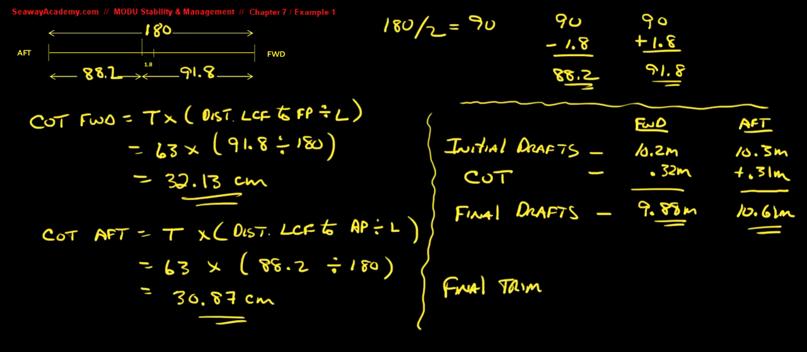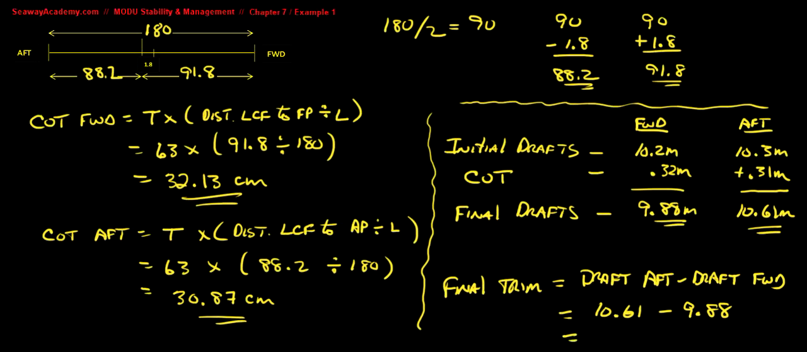So for our final trim, we take our final draft aft, we subtract the final draft forward. So we've calculated our final draft aft as being 10.61. We subtract the final draft forward, which we calculated to be 9.88. So we get a final trim of 0.73 meters, and this is in the aft direction.